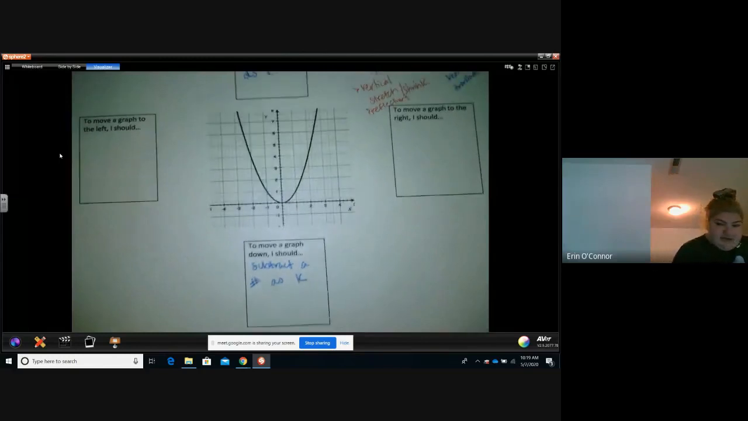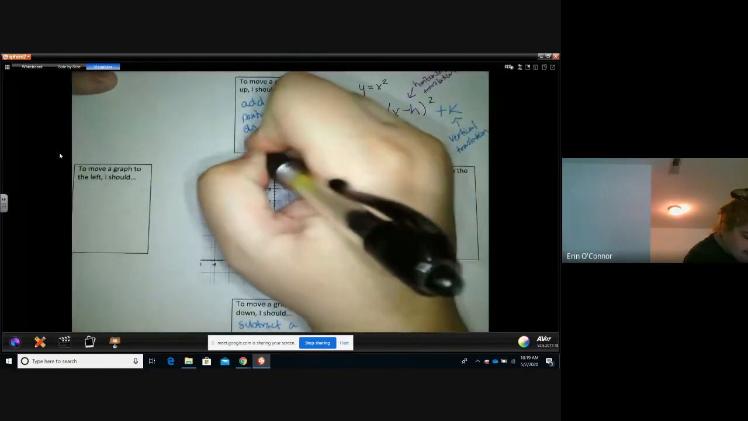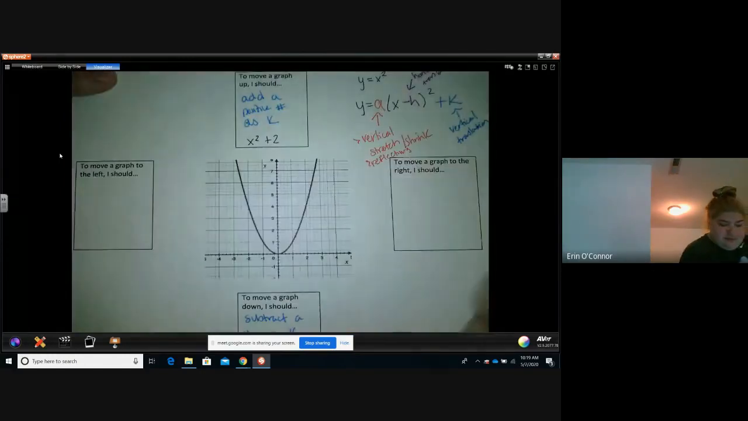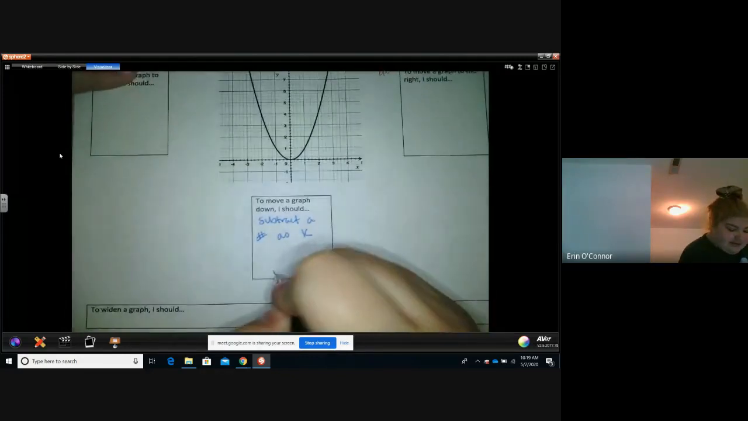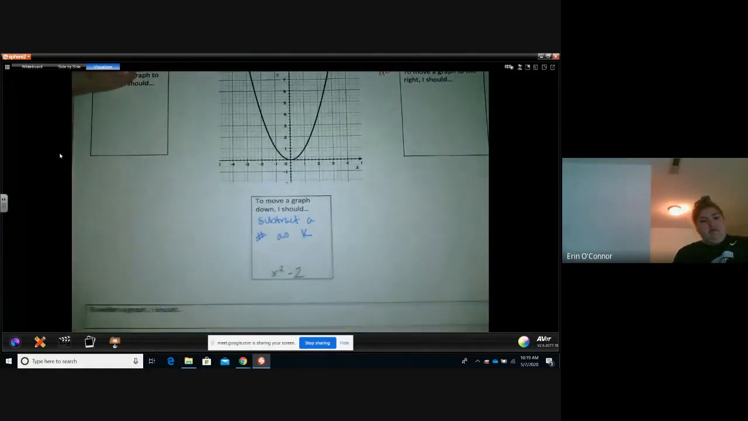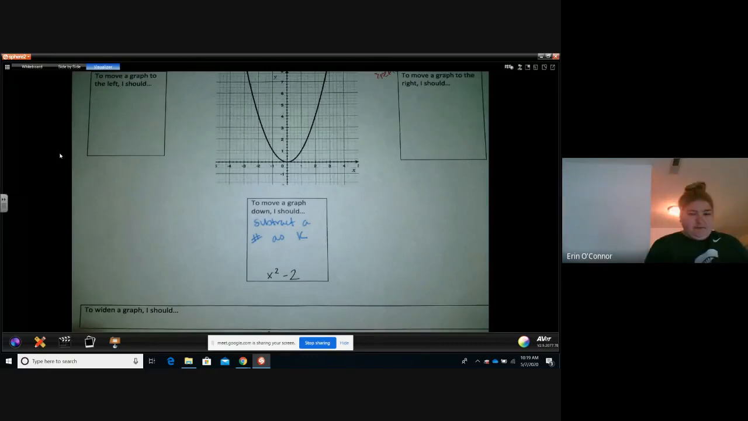So up here, what does that mean? Like here, we're going to get x squared plus 2. Here, we're going to get x squared minus 2. That's how you would write it.